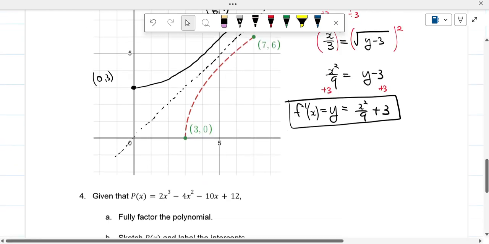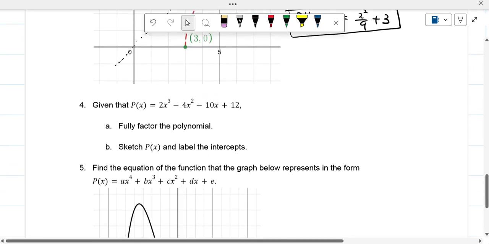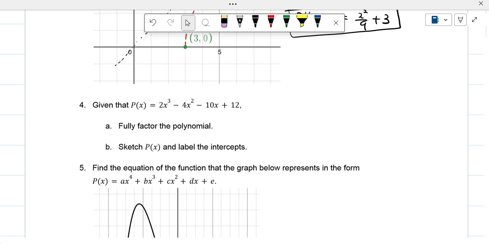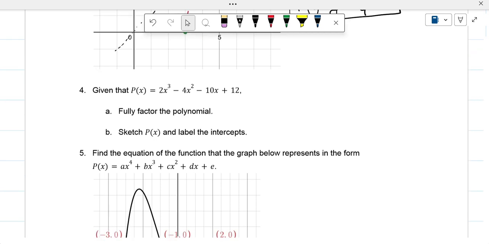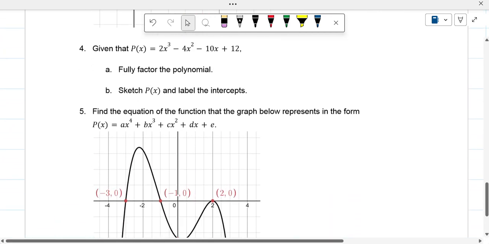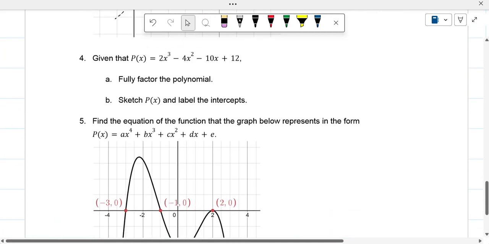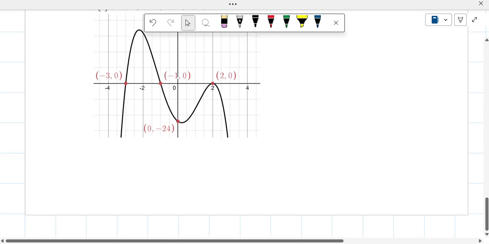All right, moving on. Given that p of x is equal to 2x cubed minus 4x squared minus 10x plus 12, fully factor the polynomial and sketch p of x and label the intercepts. All right, I don't have much space. I'm just gonna copy this question down and do it with more room below.